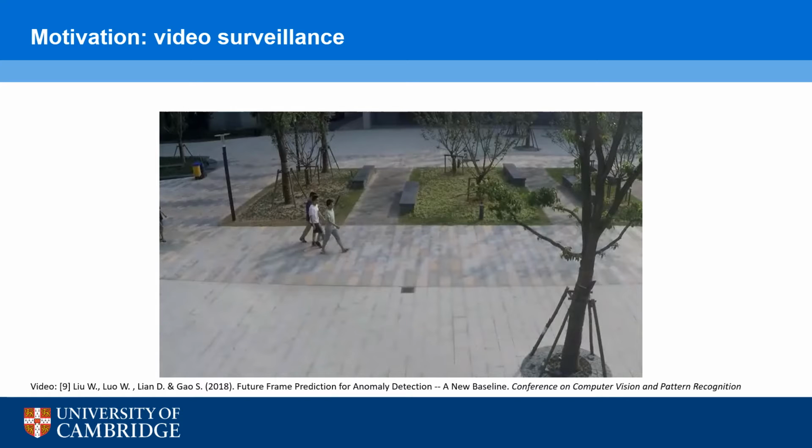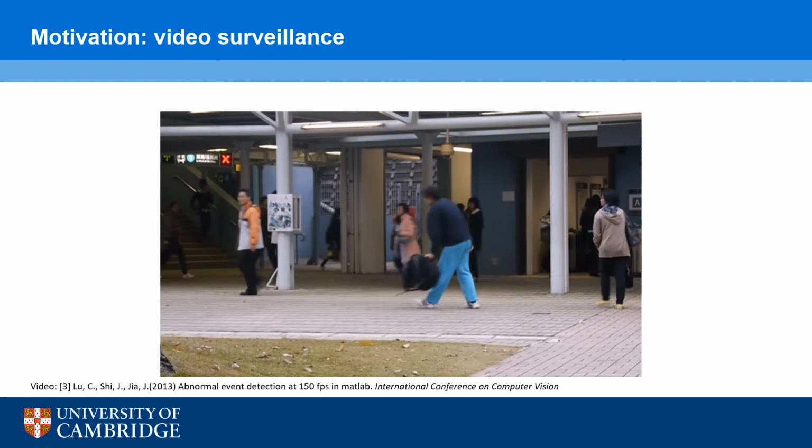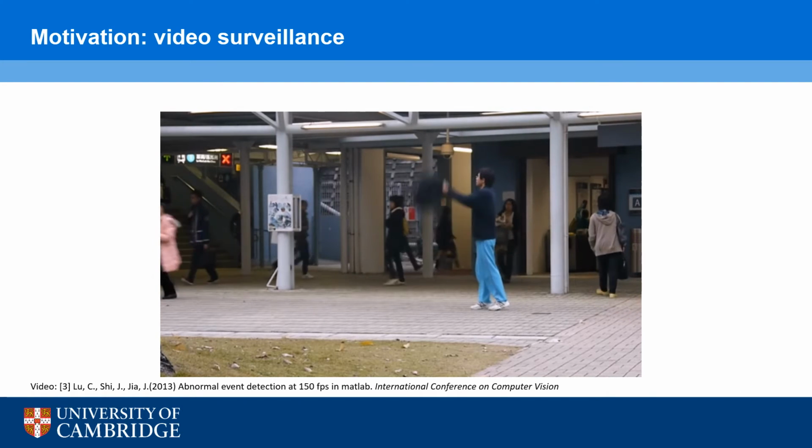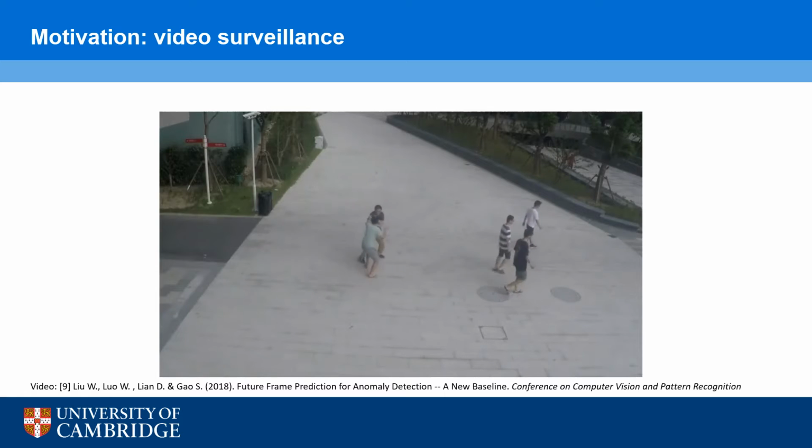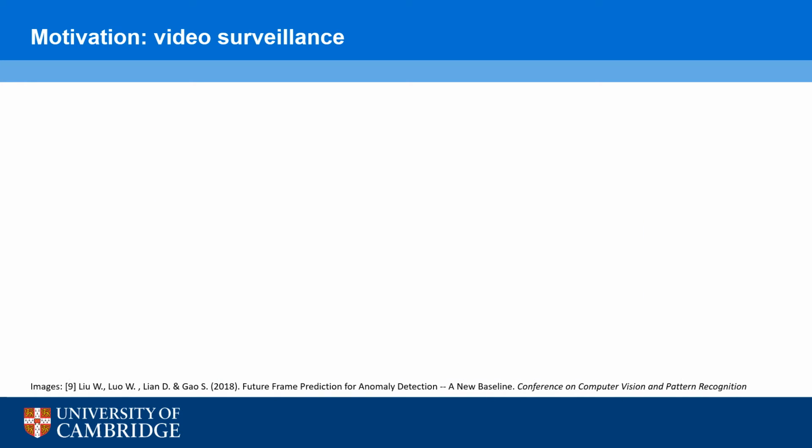For example, in a video like this, our aim is to spot anomalous behavior and explain that the anomaly is due to people pushing each other. Other examples of anomalies can include people picking up bags, people throwing bags, or people fighting. Anomaly detection has important applications in video surveillance.